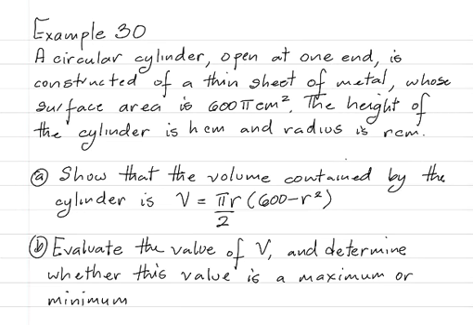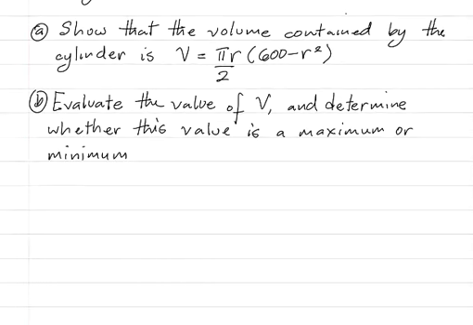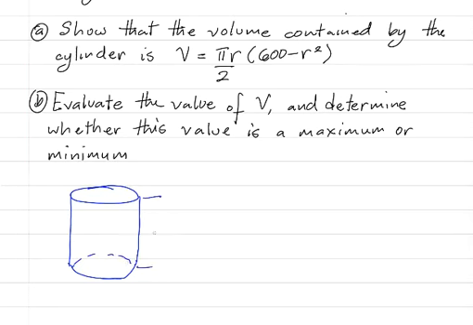Alright, let's have a go at this question. Essentially, this is what we have. There's a cylinder, and the cylinder is open at one end. So let us say that the top of the cylinder is open and the bottom is closed. It's only open at one end. So that's my cylinder. The height of the cylinder is h and the radius is r.